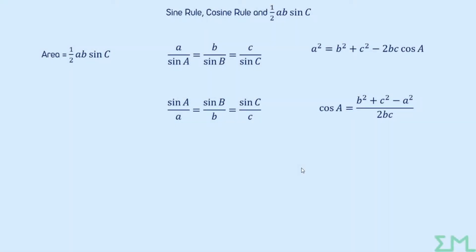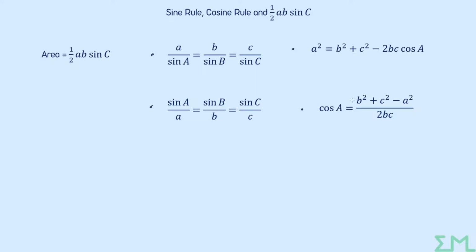Before we get started on the questions, I just wanted to remind you of the formula that we're looking at. We've got our area formula, half AB sine C. We've got our sine rule, which comes in two forms. The top one here, if you're looking to find a side, and the bottom one here, if you're looking to find an angle. And then we've got our cosine rule again, top one, if you're looking to find a side, and the bottom one, if you're looking to find an angle.